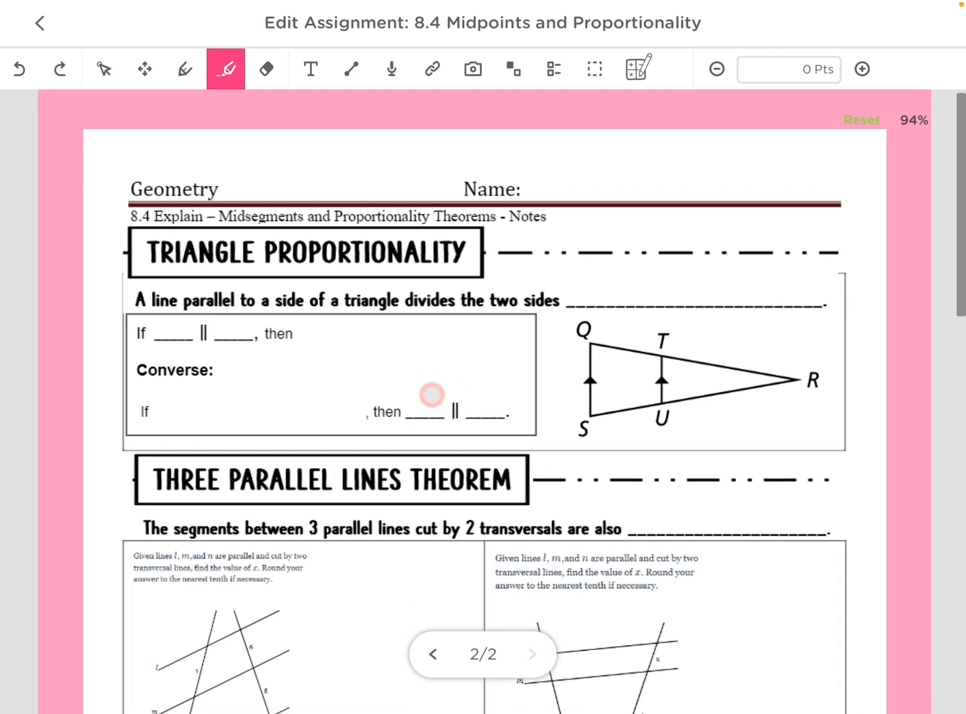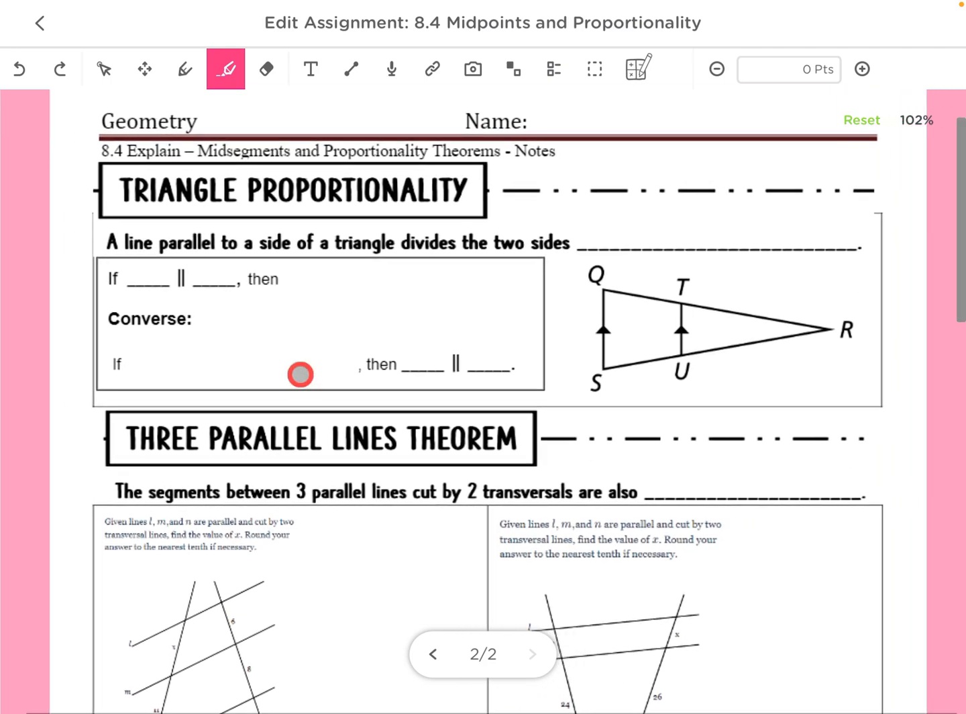So now let's step it up a little bit. Triangle proportionality. What that says is a line parallel to the side of a triangle divides the 2 sides proportionally.